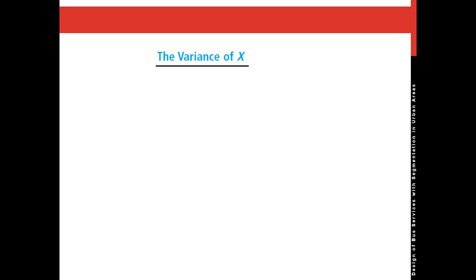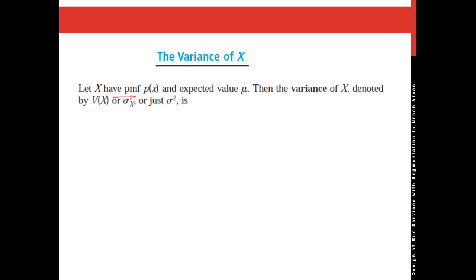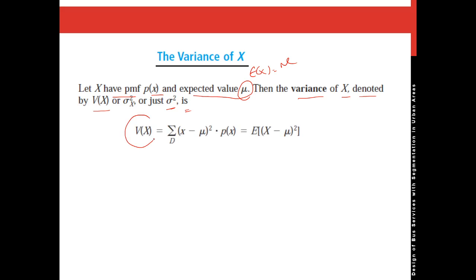Now next we will define variance of a random variable. So first of all, let x be a random variable with pmf p of x and expected value mu. So E of x is mu. Then the variance of x, denoted by V of x or sigma square, is the sum over x belonging to D of x minus mu all square into p of x. This is the definition of variance of x. So this is equal to E of x minus mu all square.